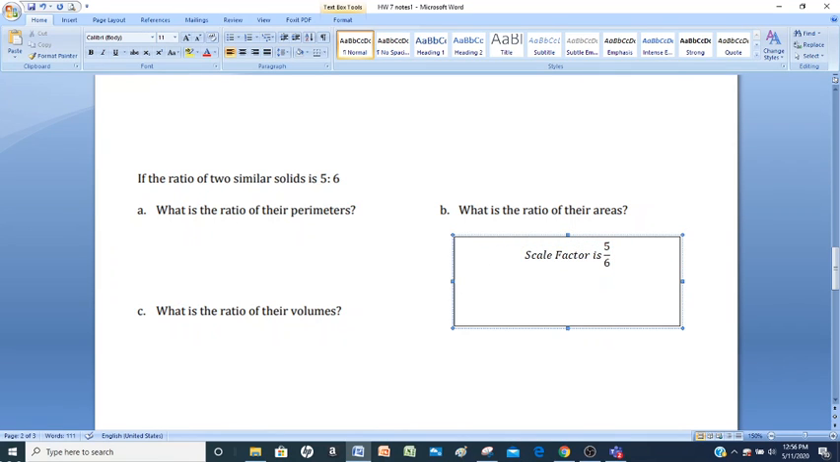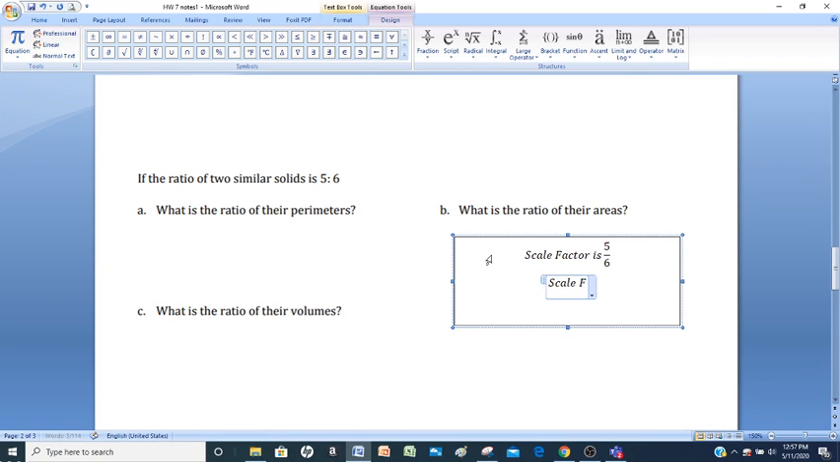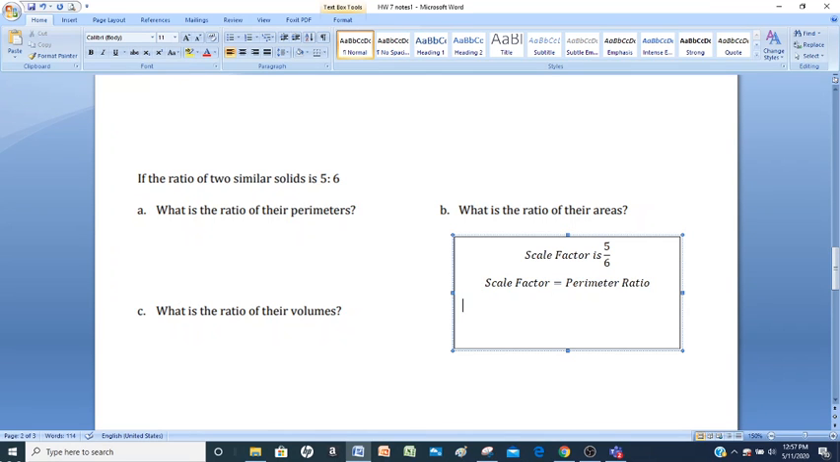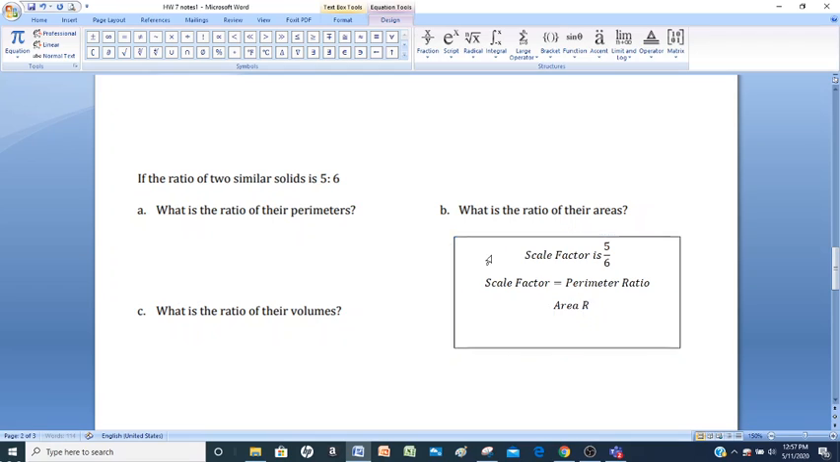Now the one for perimeter, again, if you recall from our lesson on similar figures, your scale factor and your perimeter ratio are honestly the same thing. So do remember that your scale factor is equal to your perimeter ratio. And it makes sense if you really think about it. And now if I wanted to find my area ratio, I have to square the 5 and I have to square the 6. So 5 squared, that's 25. 6 squared, that's 36.